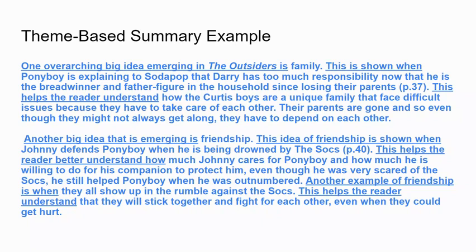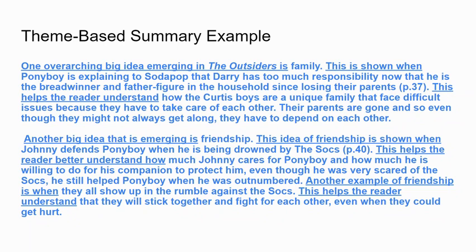So that's the second big idea or theme that I'm going to write about. This idea of friendship is shown when Johnny defends Ponyboy when he is being drowned by the Socs on page 40. Okay, so there's my example of the big idea. Now I'm going to analyze how this helps the reader better understand. So I say, this helps the reader better understand how much Johnny cares for Ponyboy and how much he is willing to do for his companion to protect him. Even though he is very scared of the Socs, he still helped Ponyboy when he was outnumbered.